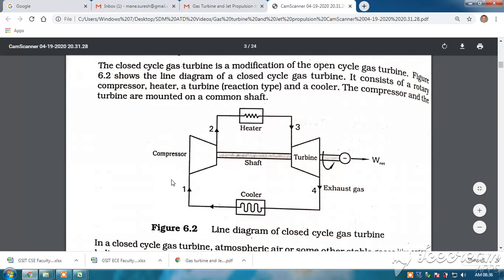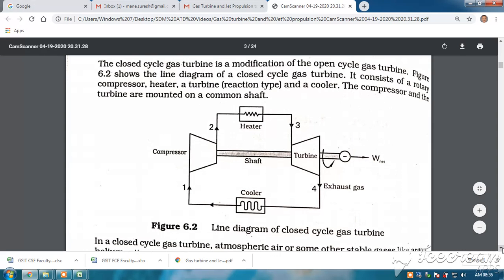See here, this is low temperature, low pressure. It comes to the compressor. Here the pressure is increased. It comes to the heater. Again, at the same pressure, heat is added. So this is high pressure, high temperature. It is expanded in the turbine. Here it becomes low temperature, low pressure. Here it is cooled, then it becomes low temperature, low pressure. It is fed to the compressor. So this is a closed loop, and that is why it is known as closed cycle gas turbine.